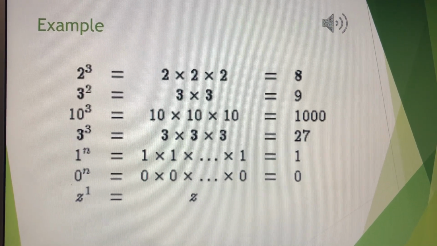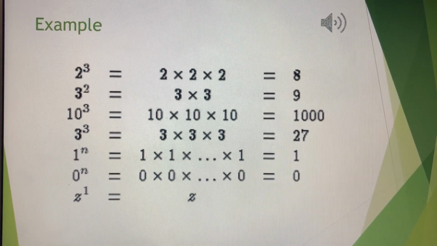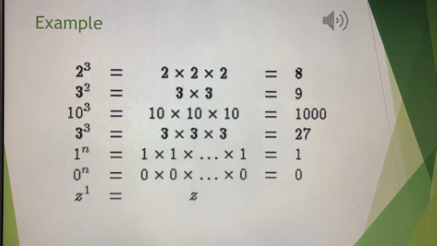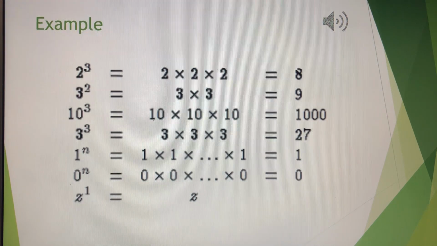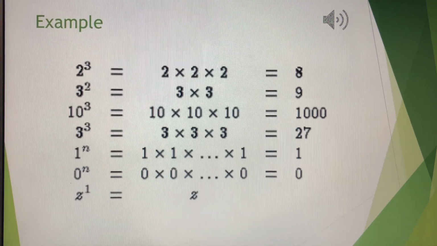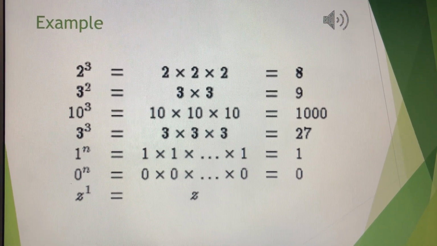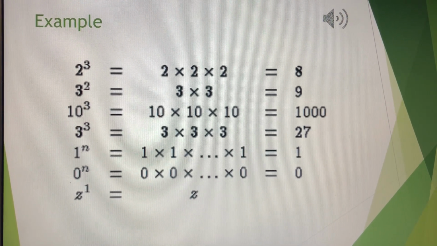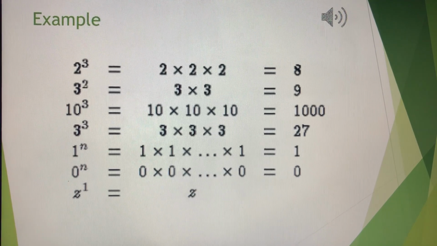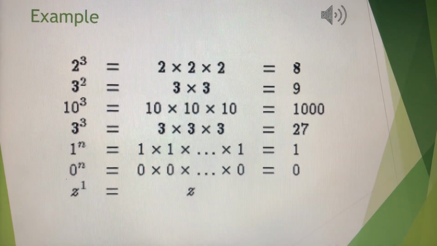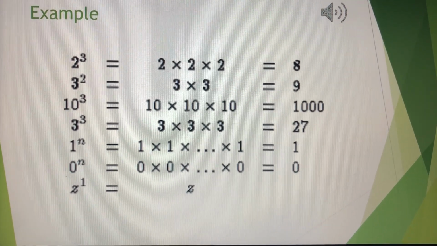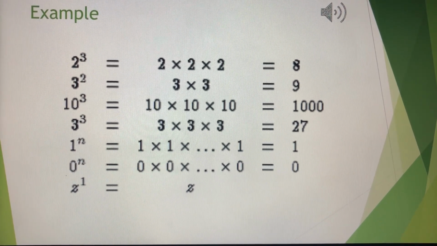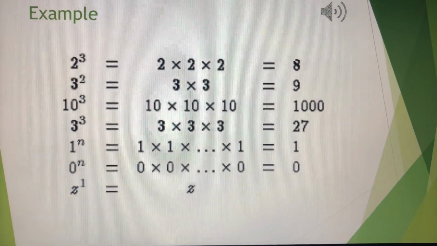Here are some examples of that. 2 to the third power, so 2 would be b and 3 would be n. So basically you just do 2 times 2 times 2, 3 times because n equals 3, and that equals 8, and so on. We'll skip down to 10 to the third power. You would just do 10 times 10 times 10, and that equals 1,000, and so on. And this is just an example of that.